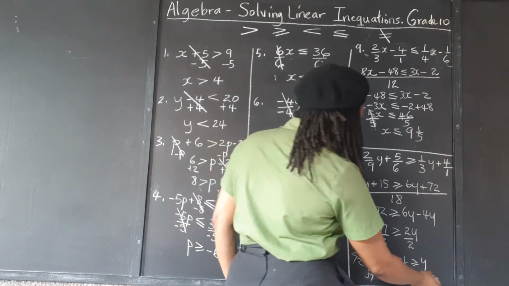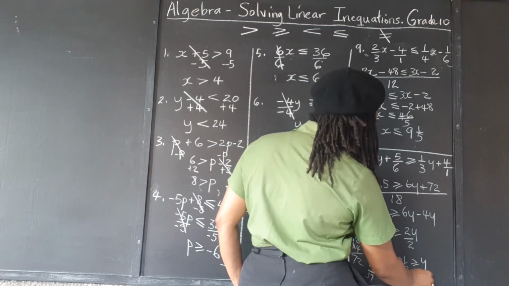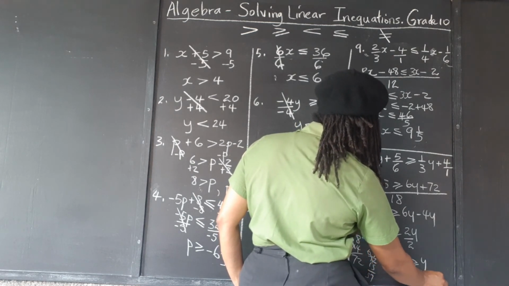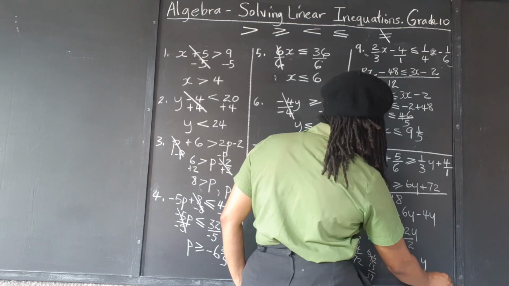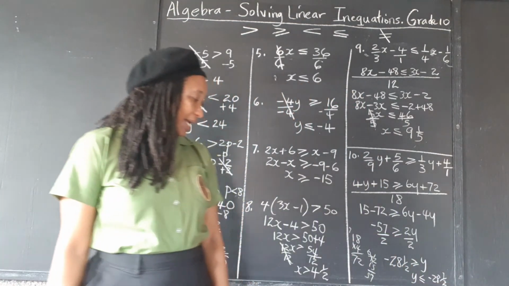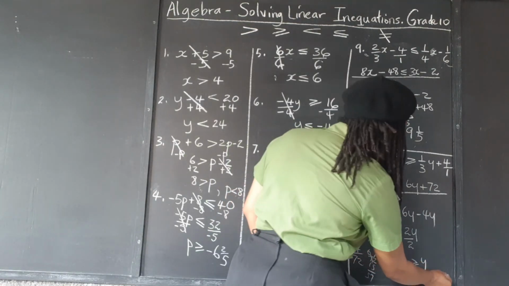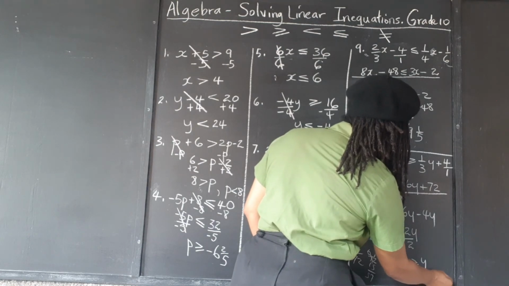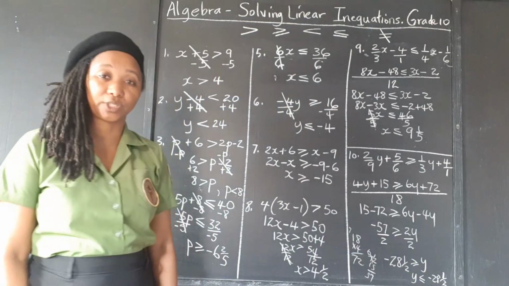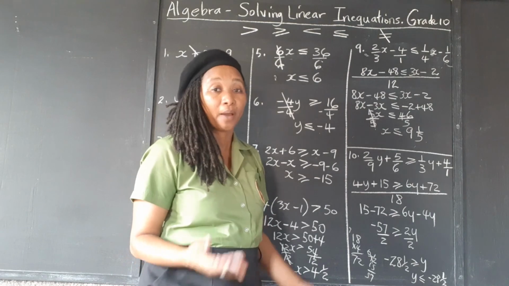Or we can write it with the y on the left. Y is less than or equal to negative 28.5. Right, and that is our solution. So remember, it's up to you.